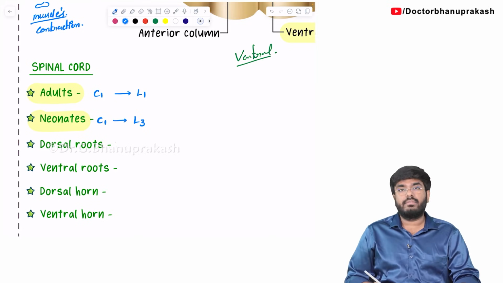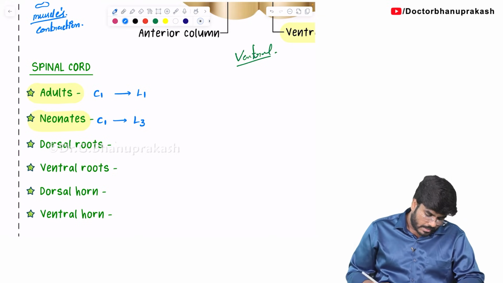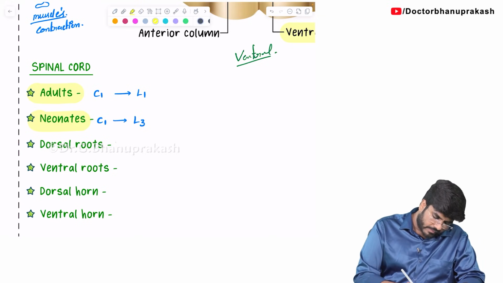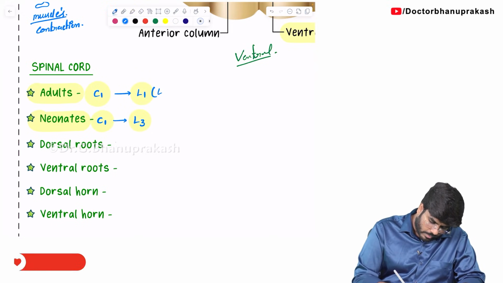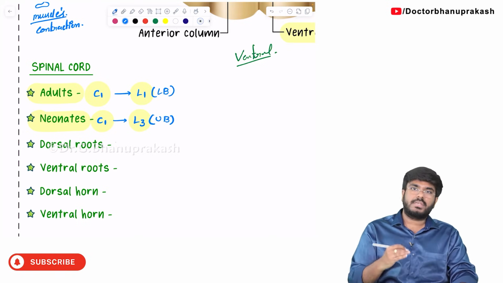Okay, L3, L1. L1 stands for lumbar vertebra. So this is the length of the spinal cord in adults and in children. C1 is the upper border, L3 the lower border, extending up till here.